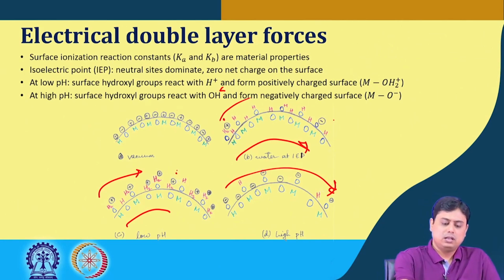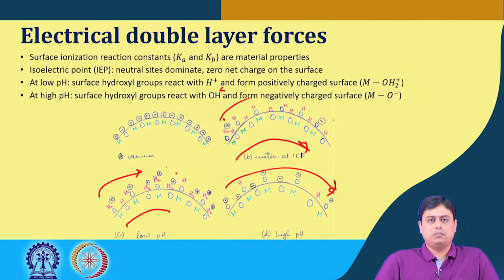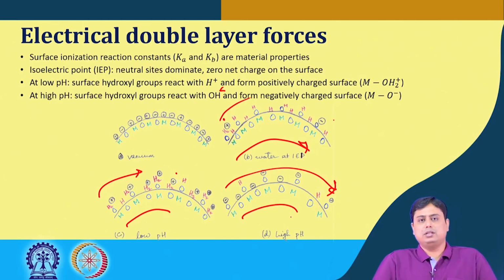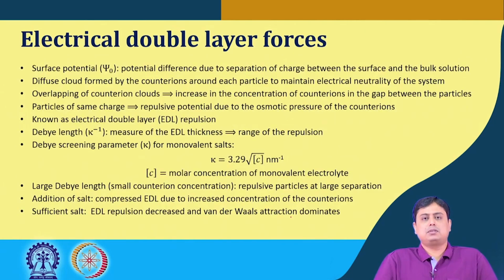So the counter ions in this positive case can be from a KOH solution, which will provide us the OH minus. When negatively charged O minuses are there, the counter ions can be from an HCl solution, which will provide us the H plus ion. So, these counter ions actually keep the solution or the particles in an electrically neutral state.